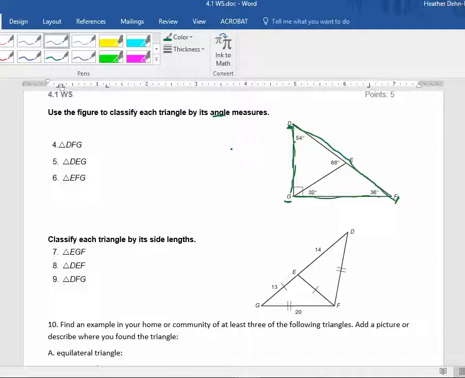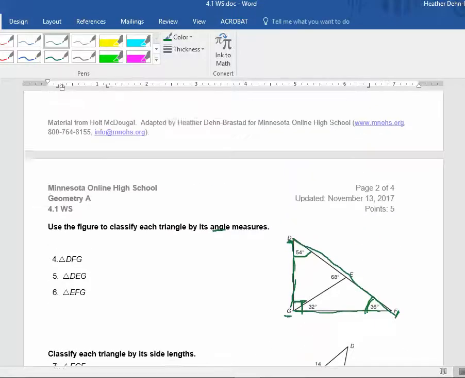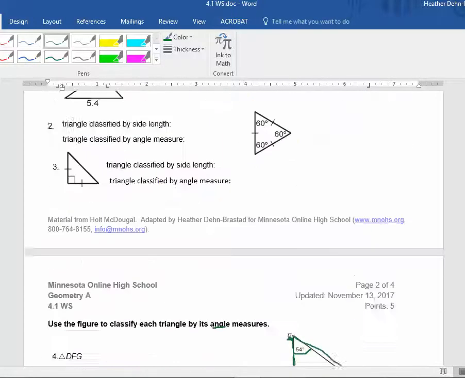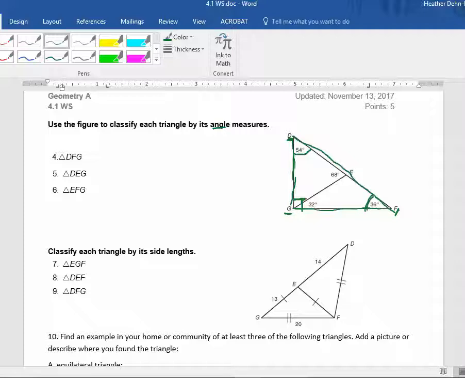So let's look at the angles. Angle D is 54. Angle G, this means that it's a right angle, it's 90 degrees, and then angle F is 36. So you need to go back up to the angle classifications, which is this one, and determine whether it's acute, equiangular, right, or obtuse. And then pick the right answer and put it right here.